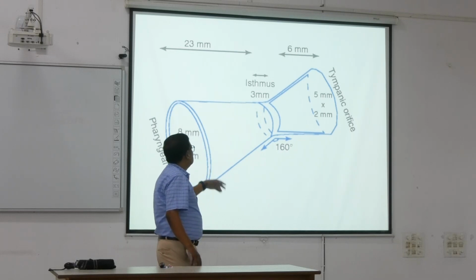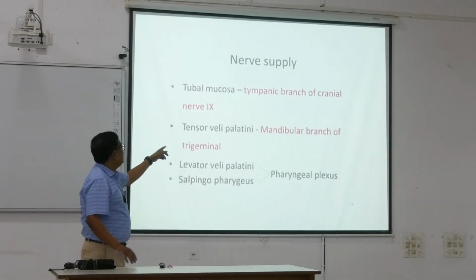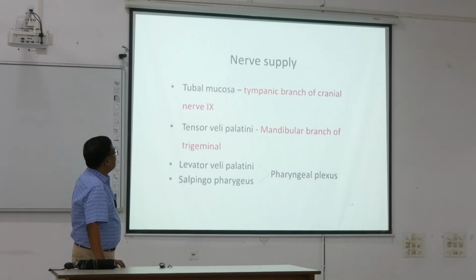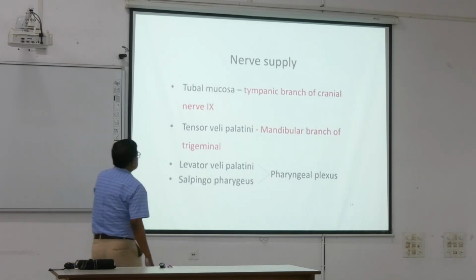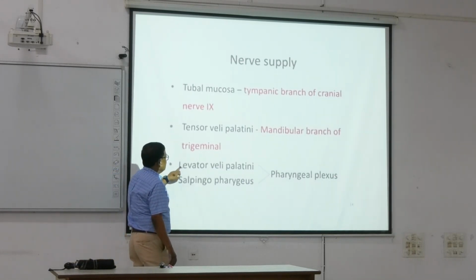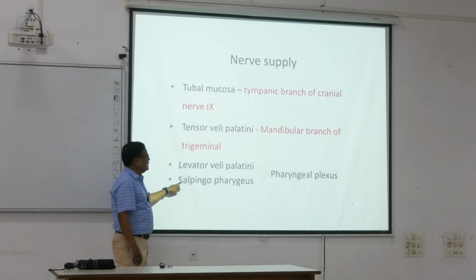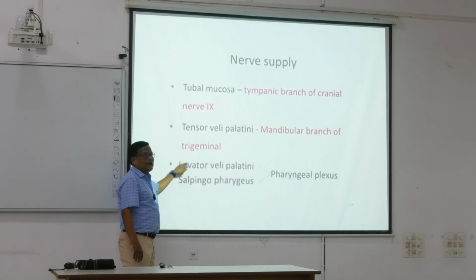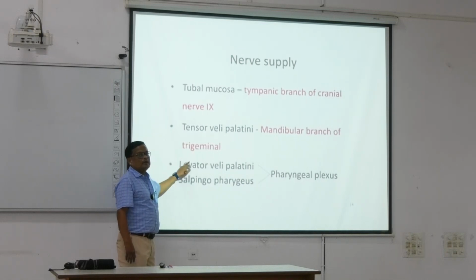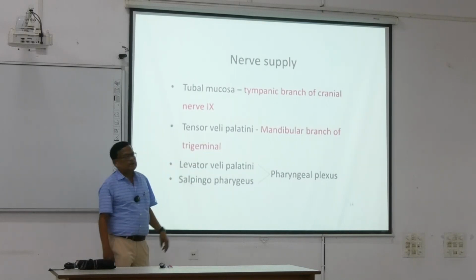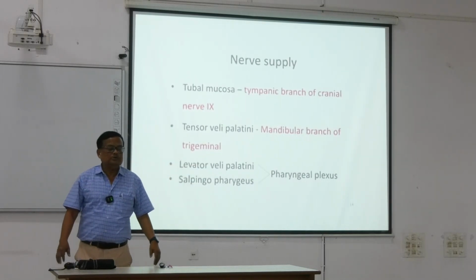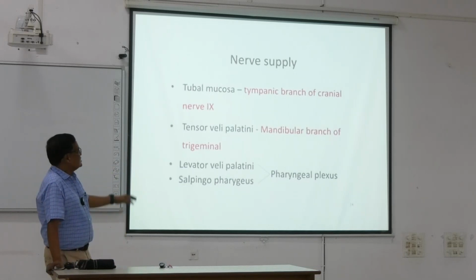Nerve supply: the tubal mucosa is supplied by the tympanic branch of the glossopharyngeal nerve. What are the muscles attached to the eustachian tube? Tensor veli palatini, levator veli palatini, and salpingopharyngeus. These three muscles take origin from the eustachian tube. Tensor veli palatini is supplied by the mandibular nerve, and the others are supplied by the pharyngeal plexus, which is formed by the glossopharyngeal, vagus, and accessory nerves. Next.